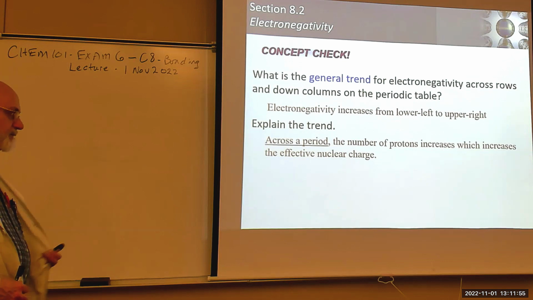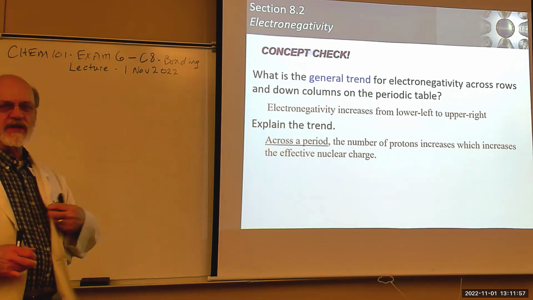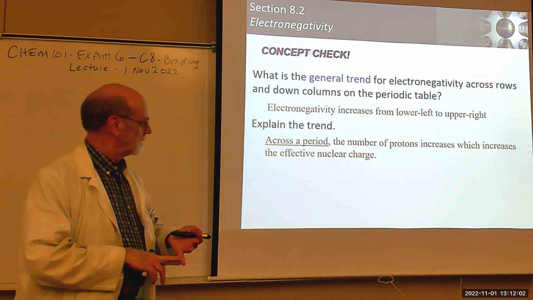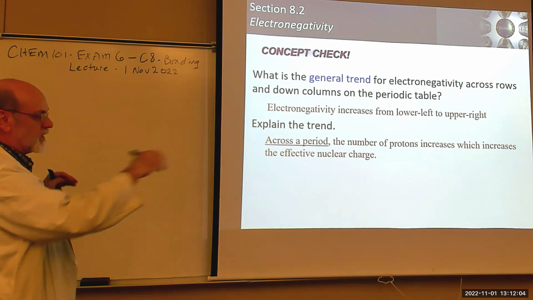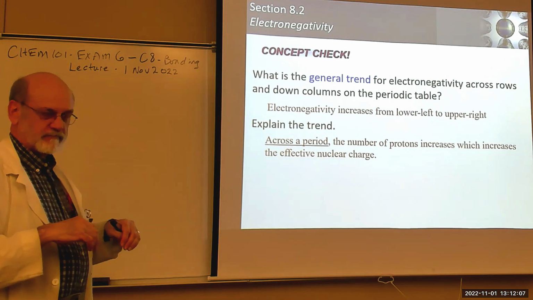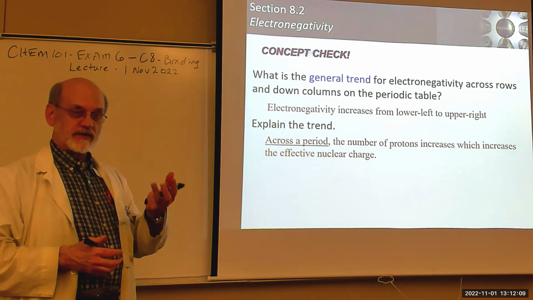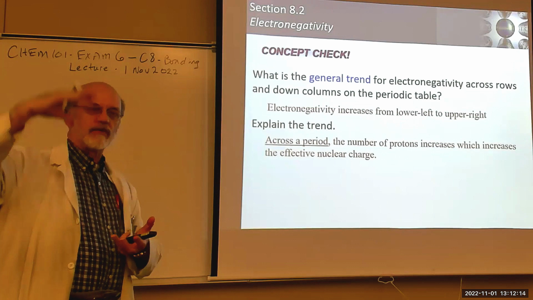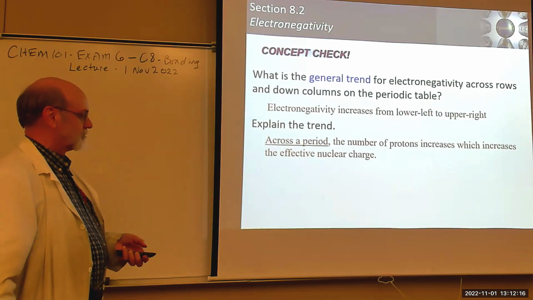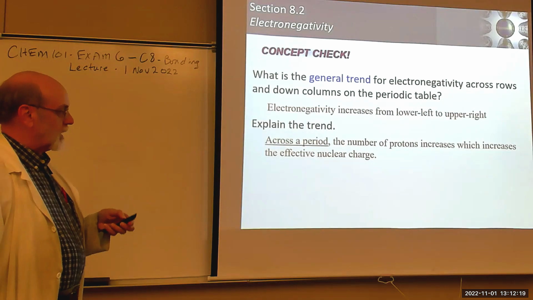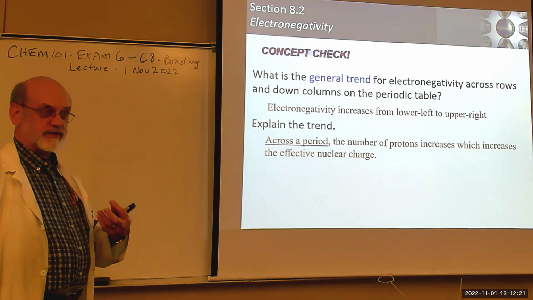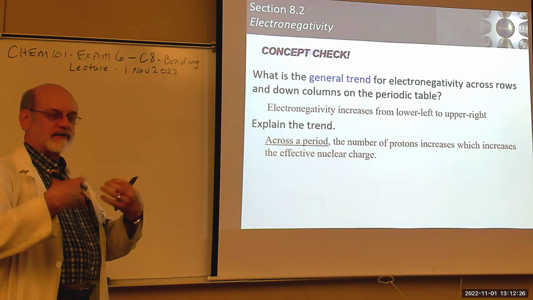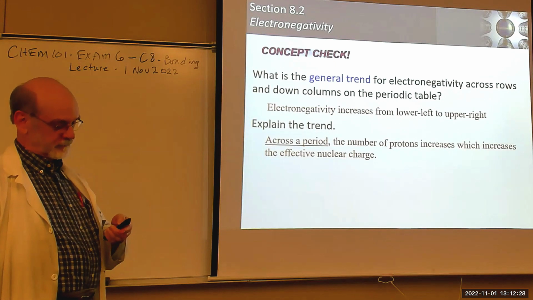Here's the explanation, and it's similar to the explanations that we had for the other trends in the last chapter. Across a period, the number of protons are increasing, and that means the effective nuclear charge is increasing, but you're not adding any energy levels of electrons to the outside. So the sum game is that the effective nuclear charge is increasing from left to right, which means it's more attractive toward electrons from the outside.